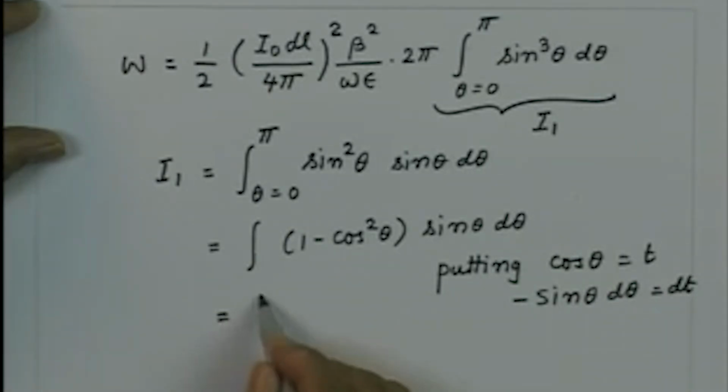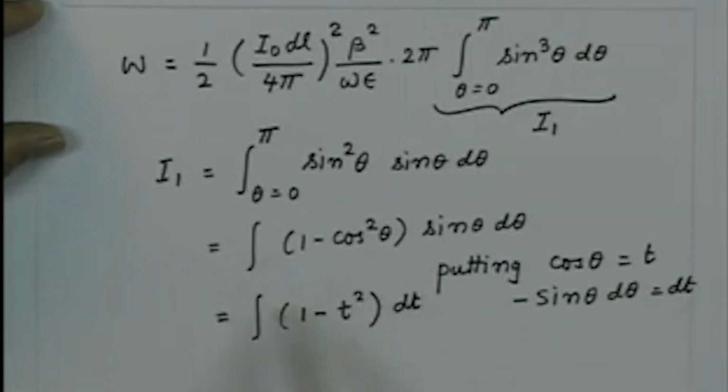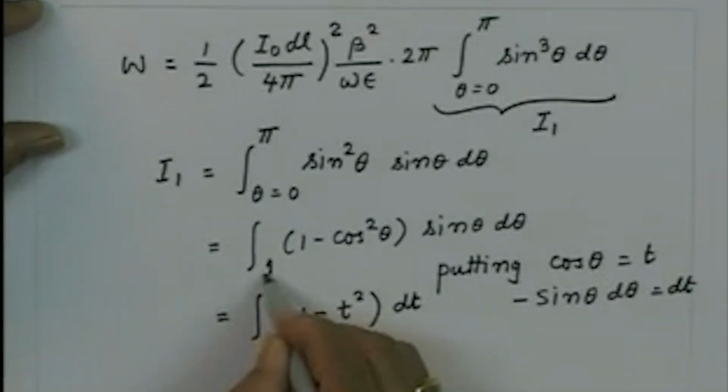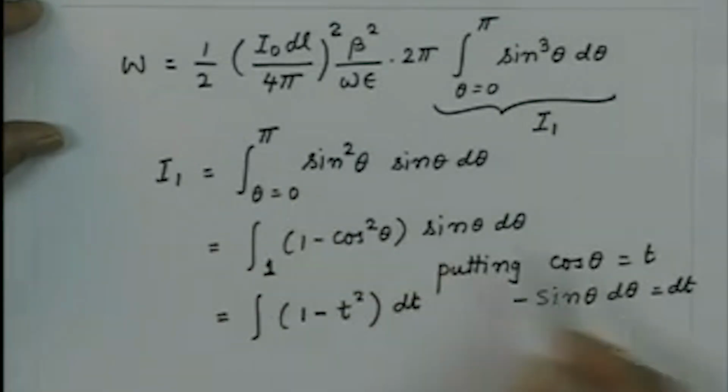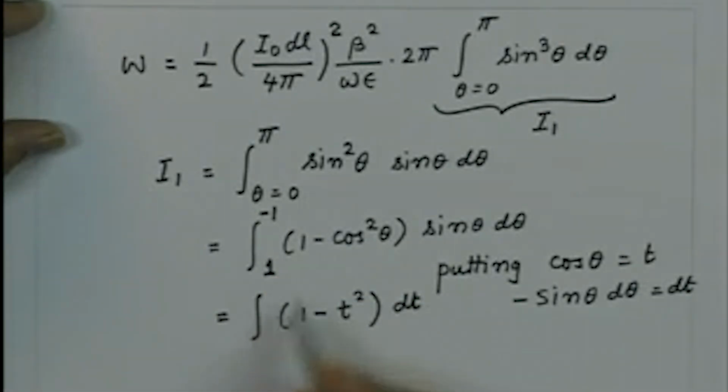So, this will be the integral 1 minus t square dt, and the limits when theta is equal to 0, this t will be equal to 1 and theta equal to pi, this will be equal to minus 1. So, I can substitute into this, and I have a negative sign here for sin theta. So, I can change the limit from minus 1 to 1. So, the integral value will be essentially equal to 4 by 3.